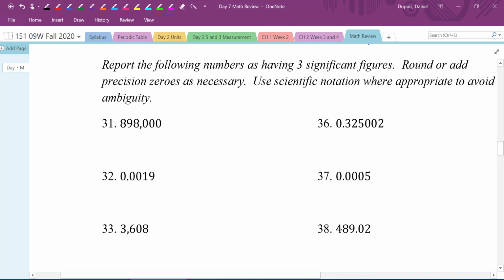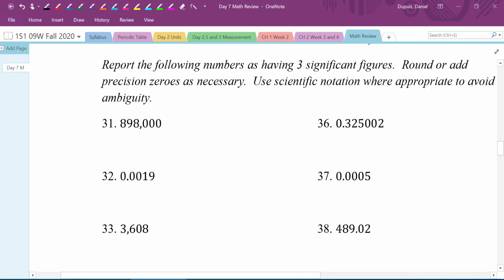Now I can use scientific notation to really show you the 3 sig figs and make it obvious. We want to make things obvious to people. We want to clearly communicate our numbers to people. Hopefully you write neater than I do, which is not that hard. And so it's clear what this number is.